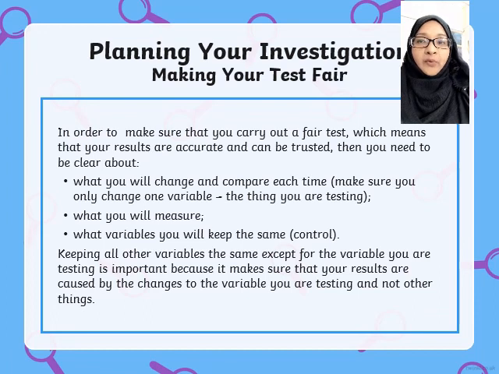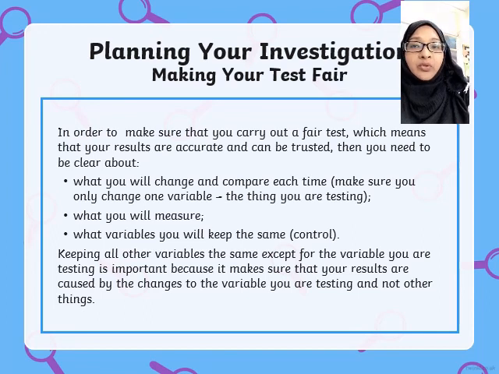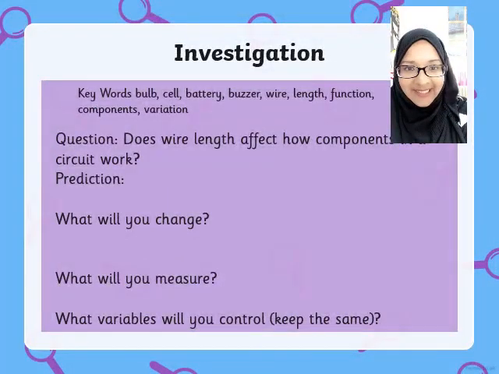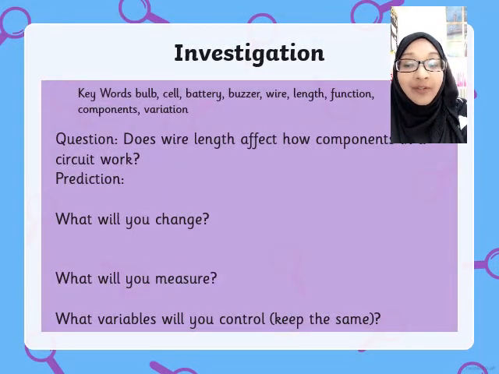Keeping all other variables the same except for the variable you are testing is very important, because it makes sure that your results are caused by the changes to the variable that you are testing and not other things. Okay, and we've done quite a lot of science investigation, so it's like with all the other things that you've been doing. So making sure everything else stays the same, and think it through in a circuit. What other things could you be keeping the same? Maybe using the same number of batteries, bulb.